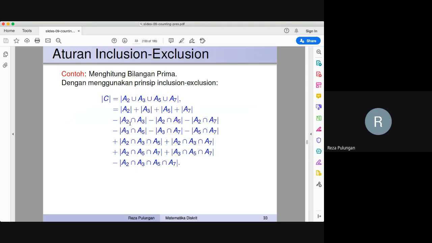This is tricky. This basically says that A2 intersection A3 means that it is a multiple of 2 and a multiple of 3 at the same time. What does it mean? Actually, this is quite easy. This is just a multiple of 6. This is a multiple of 10, multiple of 14, multiple of 15, multiple of 21, multiple of 35. So you know how to deal with them. What about this one? This is a multiple of 2 multiplied by 3, 6 multiplied by 5, multiple of 30, and so on.